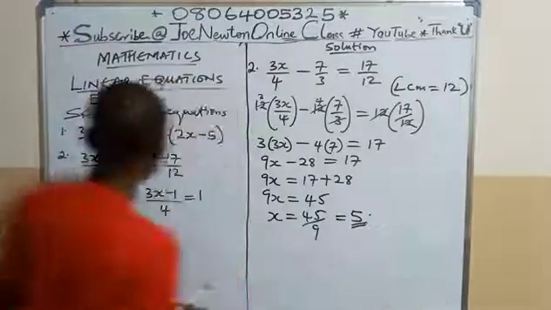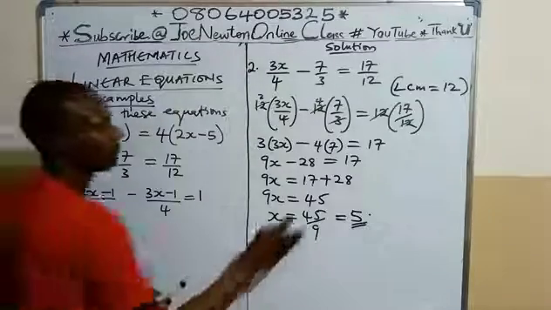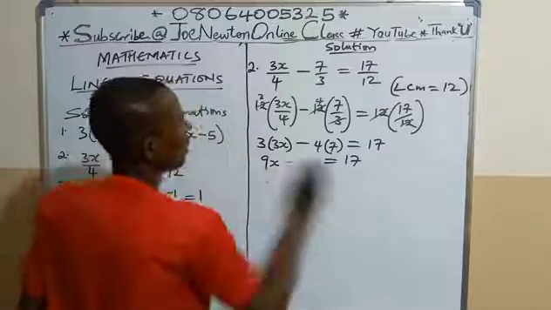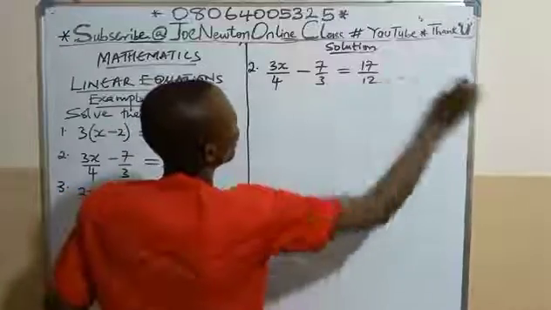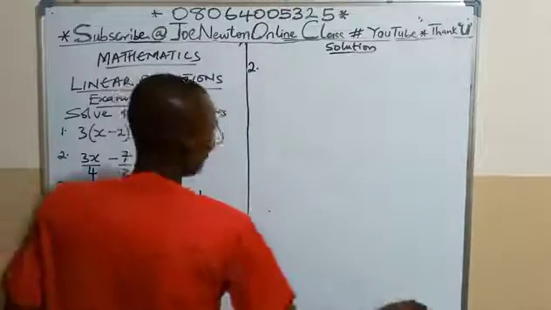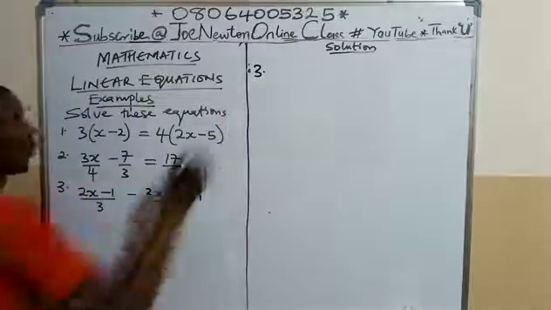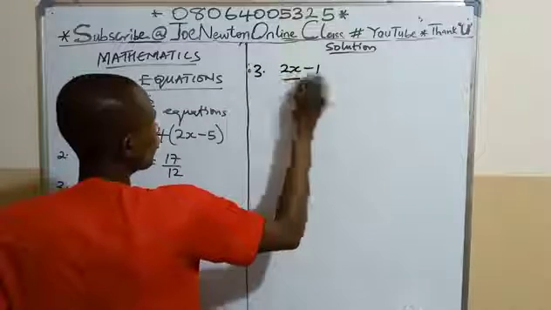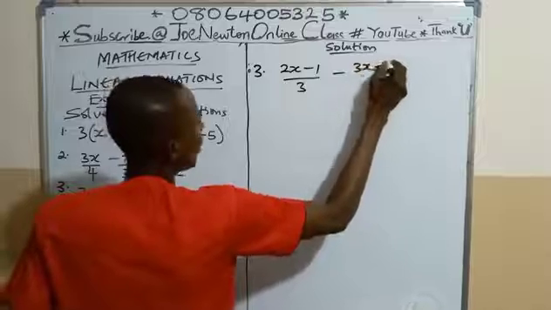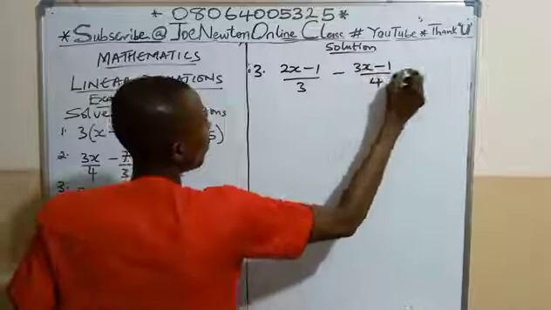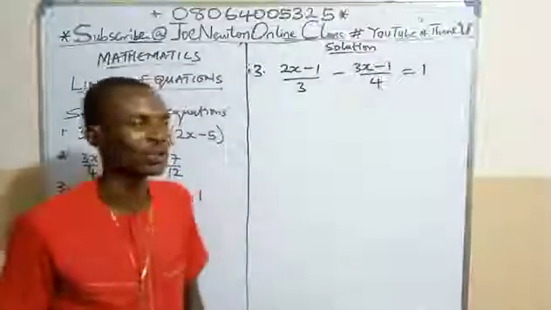Then we continue. Now let's look at question number 3 quickly. Question number 3 says, 2x minus 1 over 3 minus 3x minus 1 all over 4 equals 1. Now look at this. The same equation with fraction.